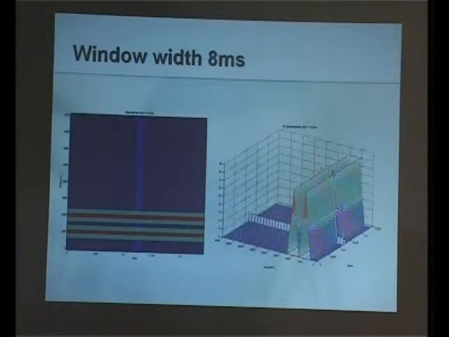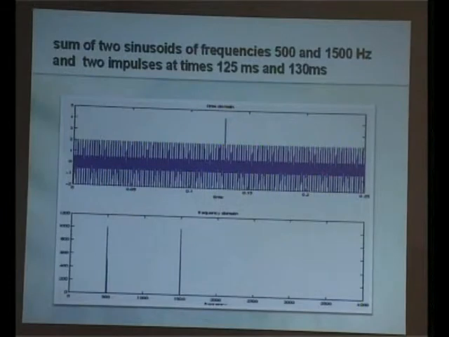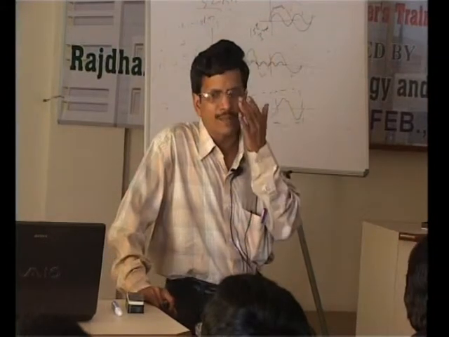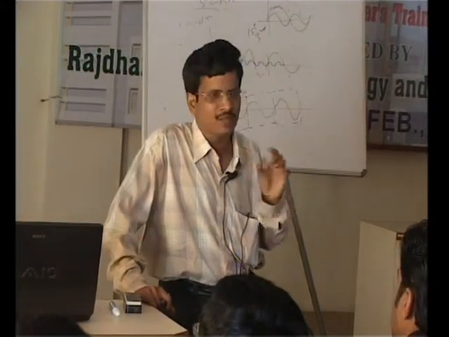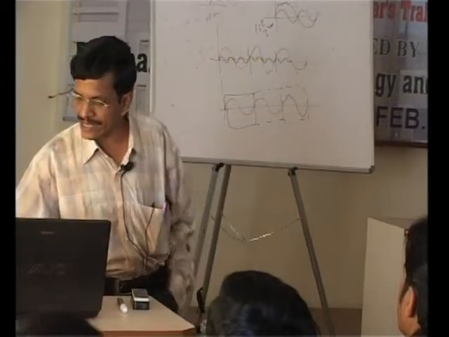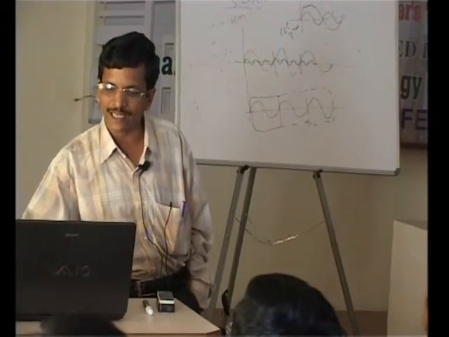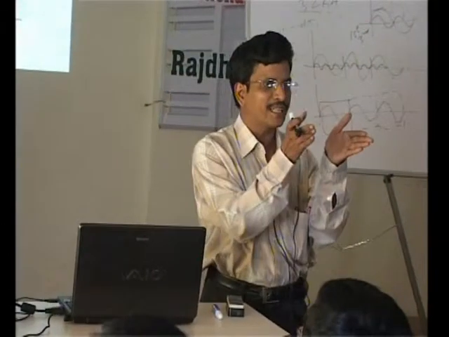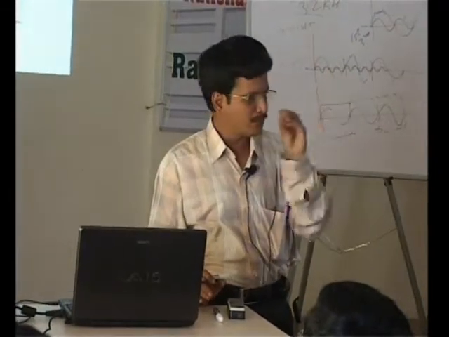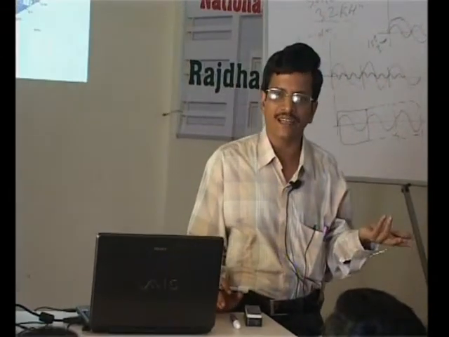Do you know why I have taken 8 milliseconds? Tell me once. You have a signal of 1500 Hz. What is the time period of 1500 Hz? 1 by 1500. So if you are taking a window width of 8 millisecond, that means up to 8 millisecond you take a window. So in that 8 millisecond, will the 1500 information come or not?